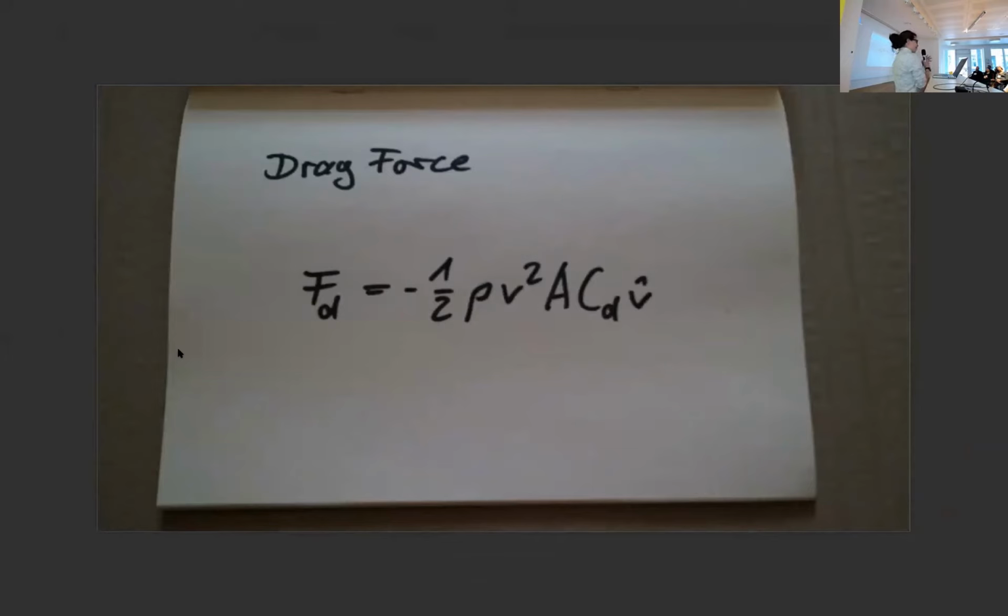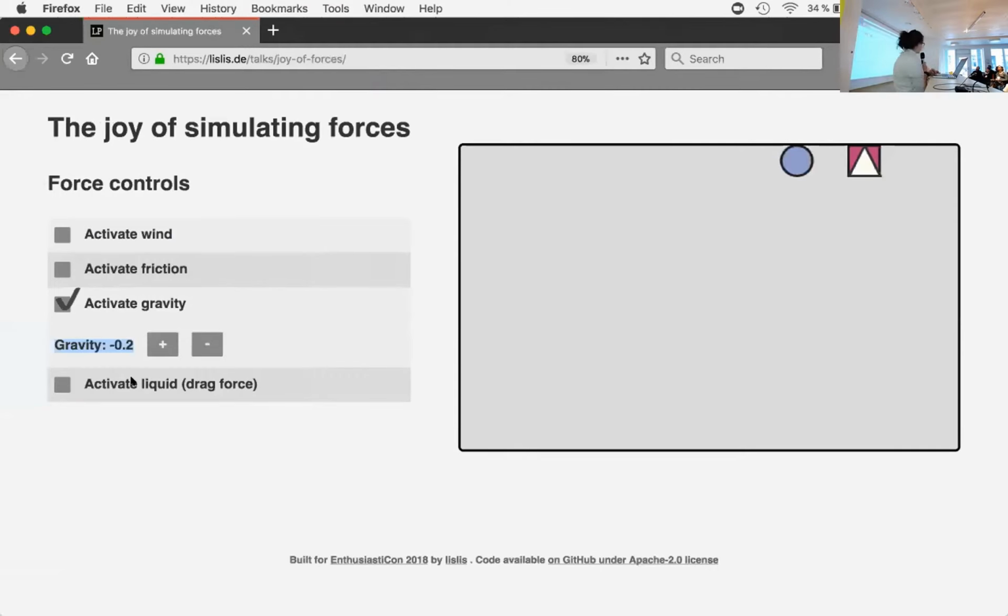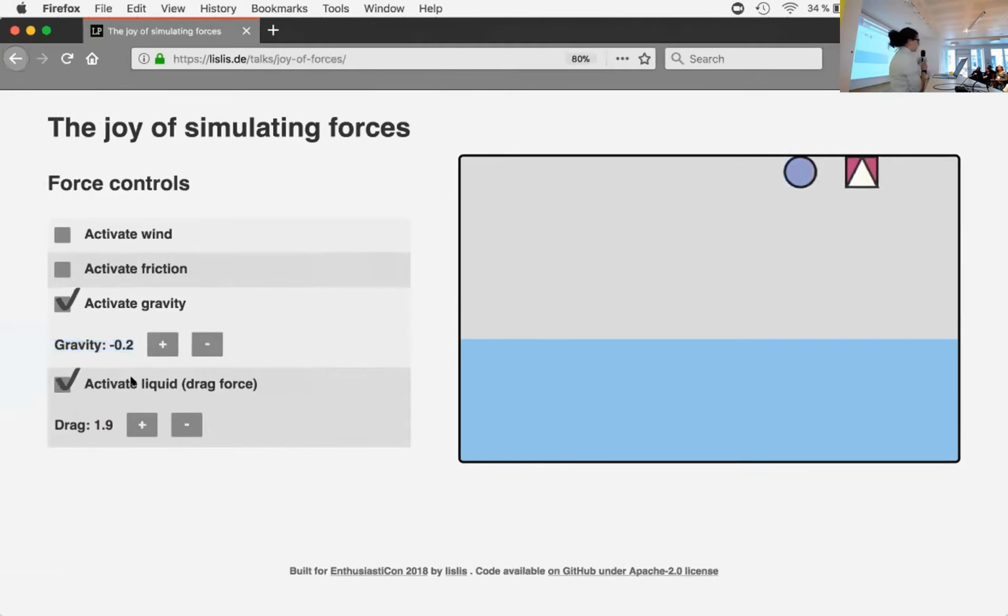A is the frontal area of the objects that hit the water, but I don't want to calculate this, so this is 1. What I care about is the C, the coefficient of the drag force that we can then play around with, and then the velocity vector again. So in my thing, if I activate liquid, so I have some liquid, which has a drag, let's make this a lot of drag. And if I then have my things fall down again, yeah, you see that the objects with the highest mass sink faster than the others because of the drag.